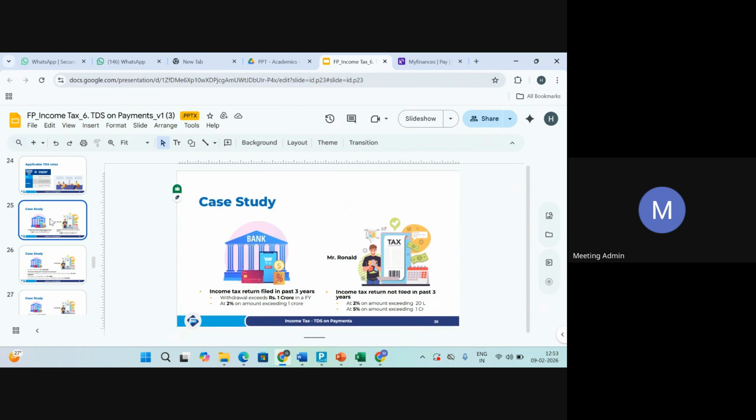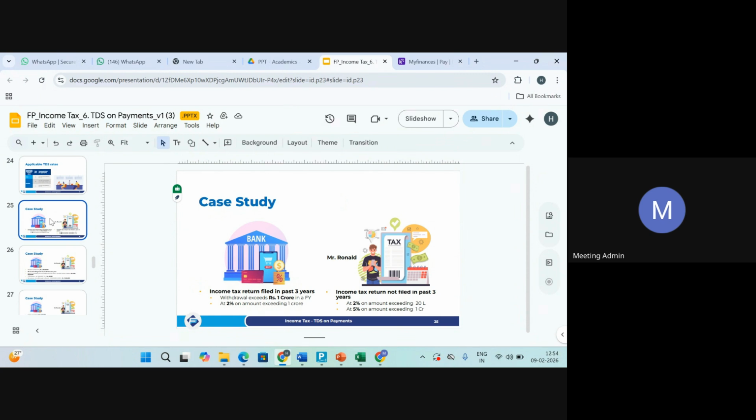Okay, so that is the thing. Here you're going to learn in depth, guys. You can see that we have a bank, and we have Mr. Ronald, the taxpayer. Here you can see income tax return filed in the past 3 years. He has filed the tax to the government in the bank. You can see withdrawal exceeds 1 crore in the financial year. 2% will be charged on the amount exceeding 1 crore. Okay, 2% you are going to pay for 1 crore.